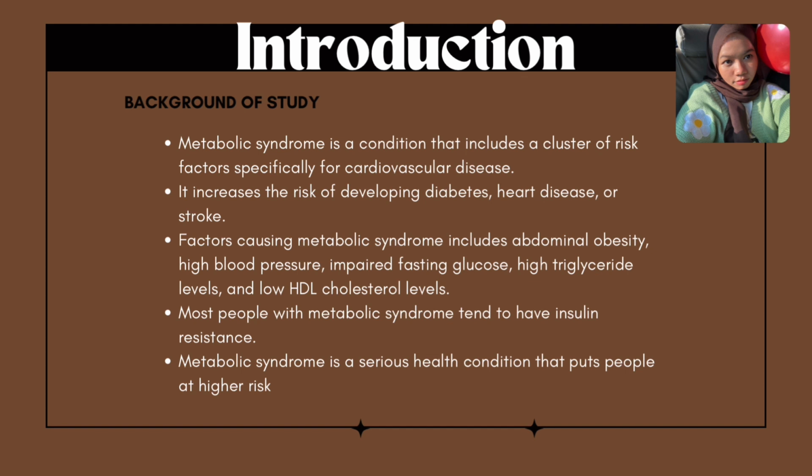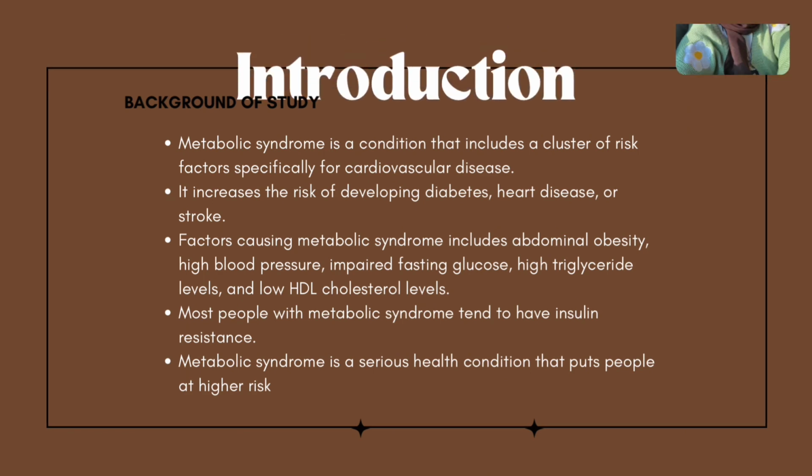Most people who have metabolic syndrome also tend to have insulin resistance. The body makes insulin to move glucose into cells to use as energy. People with higher blood glucose levels are more commonly diagnosed with metabolic syndrome, which makes it difficult for cells in the body to respond to insulin. If the body can't make enough insulin to override the resistance, the blood glucose level increases, causing type 2 diabetes. Metabolic syndrome is a serious health condition that puts people at a higher risk.